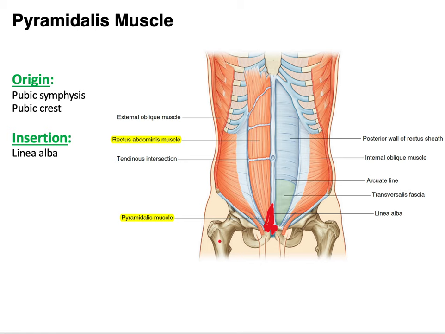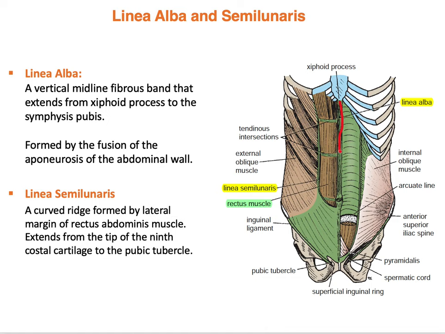Okay, here is the linea alba, the tendinous vertical midline fibrous band extended from xiphoid process all the way down until you reach the symphysis pubis, which is formed by the fusion of the aponeurosis of the abdominal wall. However, lateral to the rectus abdominis, and of course attached to the ribs, the tip of the ninth costal cartilage, here is the linea semilunaris, which is a curved ridge formed by the lateral margin of the rectus abdominis muscle, right? Here.